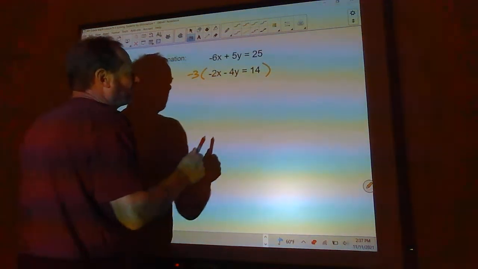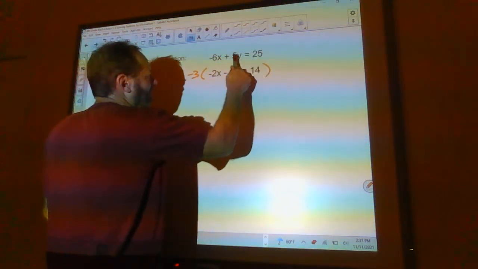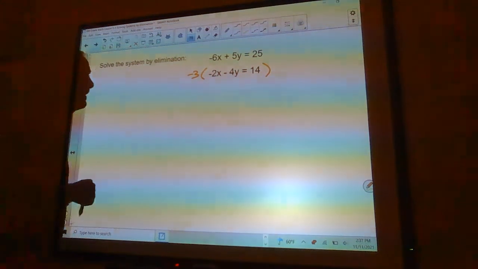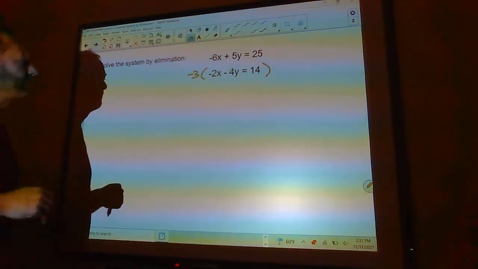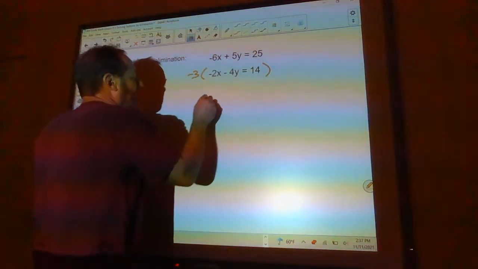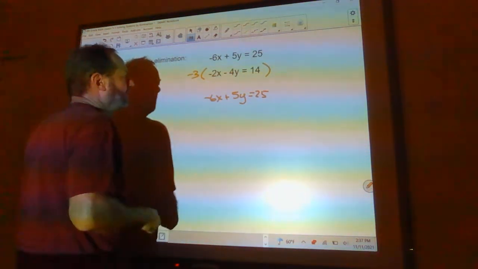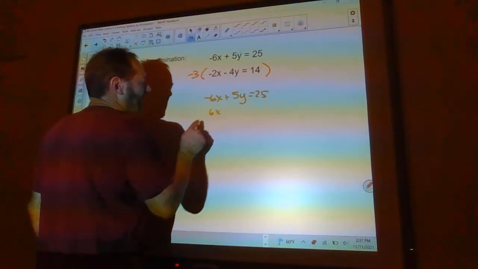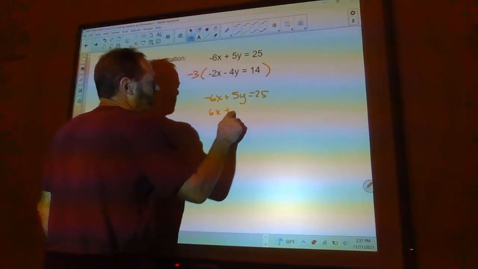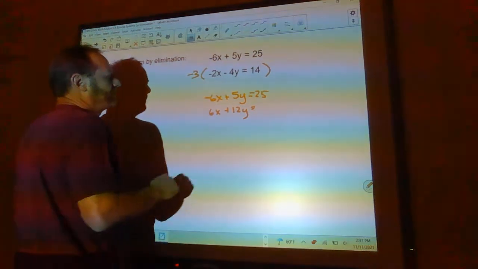If I wanted to get rid of the y's, I would have to multiply this one by 5, because that would give me 20, and this one by 4, and that one would give me 20. And so I can eliminate the y's that way, but I don't want to multiply both of them. So I'm just going to do this one by -3. So I'll write down the first equation again. Okay, and then I'll take the -3 times this one, so that's going to be 6x plus 12y equals, what is that, -42?